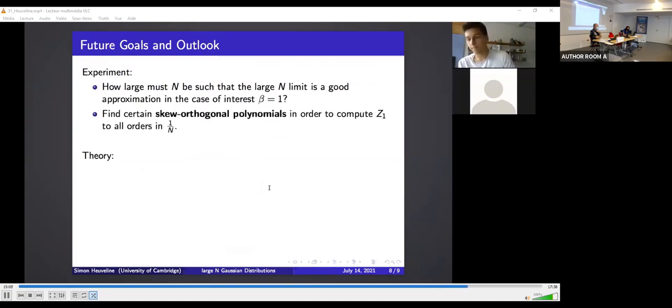And then also, if one would not like to bother approximating by the large n limit, it would be interesting to compute Z1 to all orders in 1 over n. So just compute it exactly and take all the finite n corrections into account. This is harder, and one would need to compute so-called skew orthogonal polynomials for our weight potential, which is so far apparently not known in the literature. But I would be happy for any comments on this if people know something like this by chance. Any random matrix theory people.